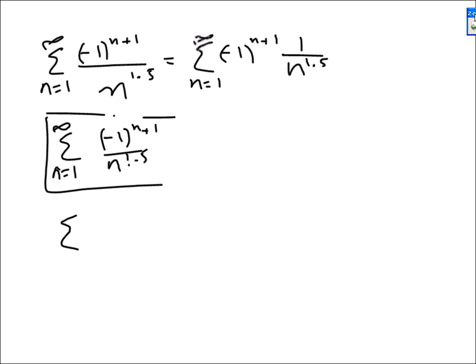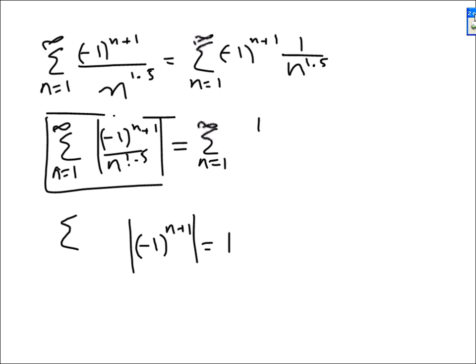I took the absolute value of that. What I got was the summation as n goes from 1 to infinity of the absolute value of negative 1 to the n plus 1. That makes the signs alternate, but if you take the absolute value, it'll always be positive. That's just 1. So I have 1 over n to the 1.5, and this converges by the p-series test. That is, the absolute value converges.